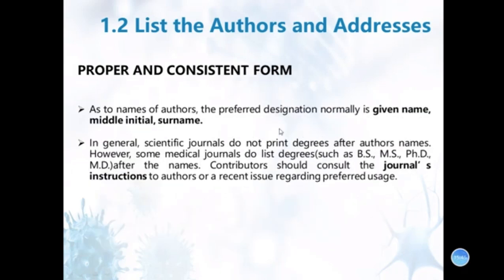We also should know that the author's name should be in proper and consistent form. As for the names of authors, usually they are given as given name, middle initial, and surname. In general, scientific journals do not print degrees after the author's name. However, some medical journals do list degrees, such as BS, MS, PhD, MD after names. So you have to make sure it's correct. Contributors should consult the journal's instructions to authors of a recent issue regarding the preferred format.